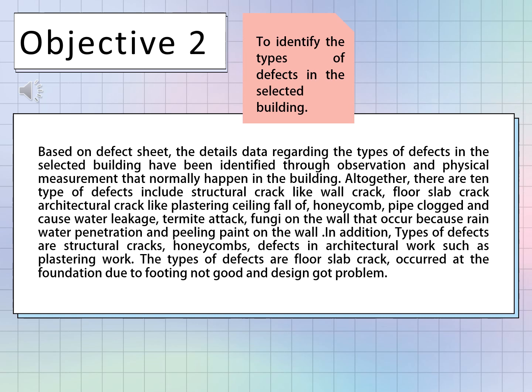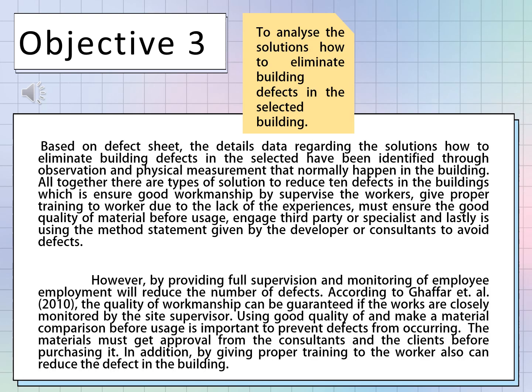In addition, the types of defect are structural crack, honeycomb, and defects in architectural work such as plastering work. The floor slab crack occurs at the foundation due to a footing that is not good and a design problem. For the last objective, which is to analyze the solution of how to eliminate building defect in the selected building.